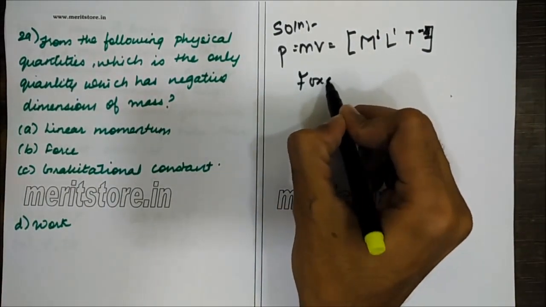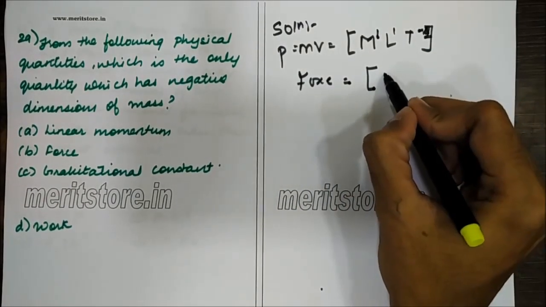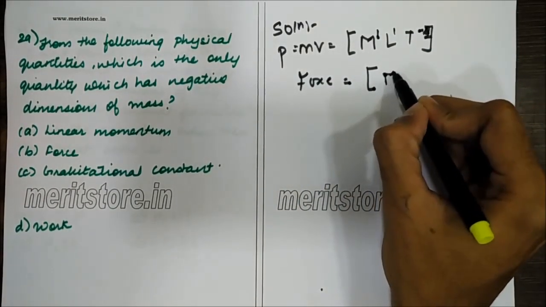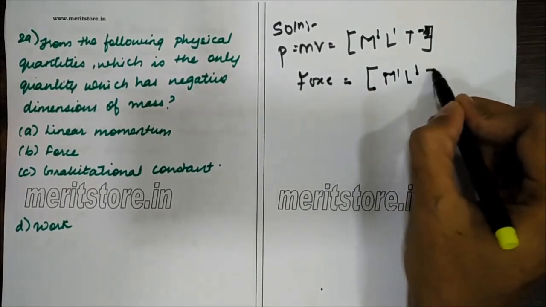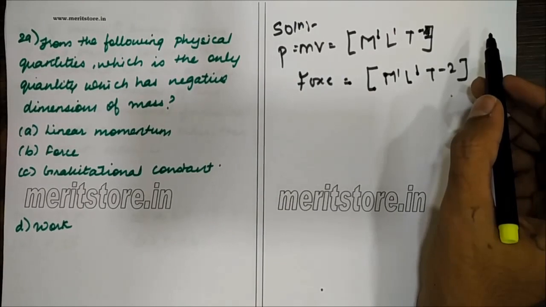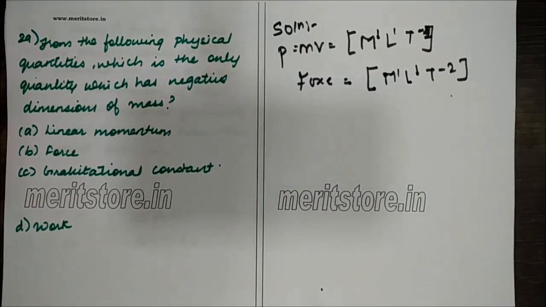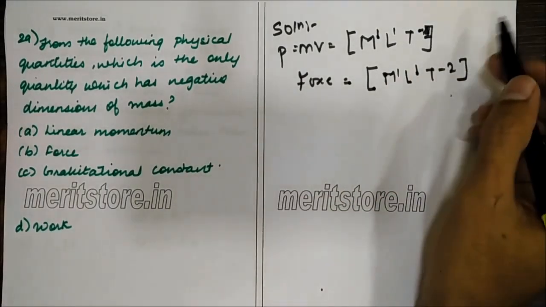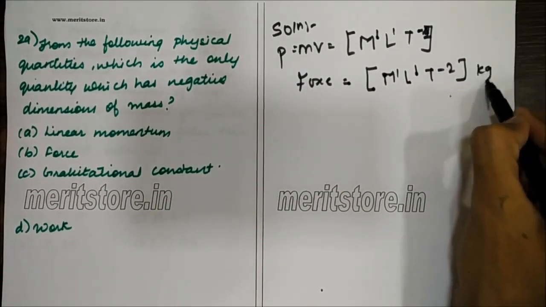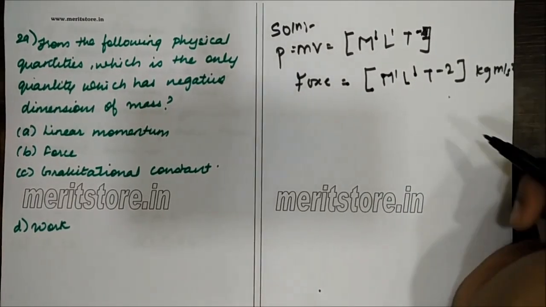Again, the second option is force. Force is Newton, right? So that will be mass into acceleration. Acceleration is meter per second square, mass is kg, so kg meter per second square. So that becomes m1 l1 t raised to minus 2.